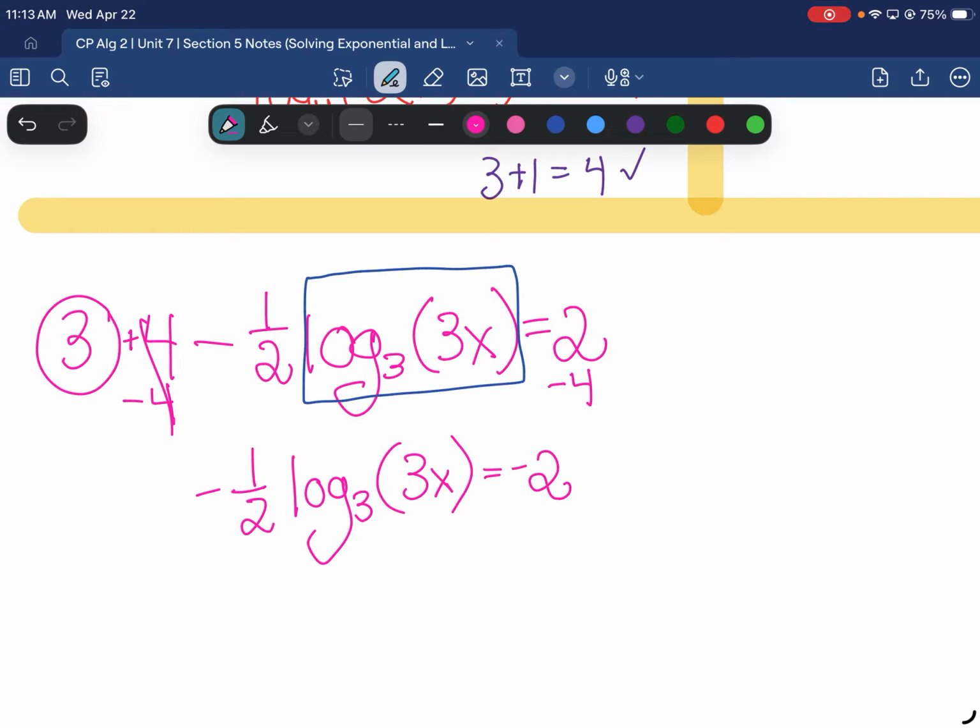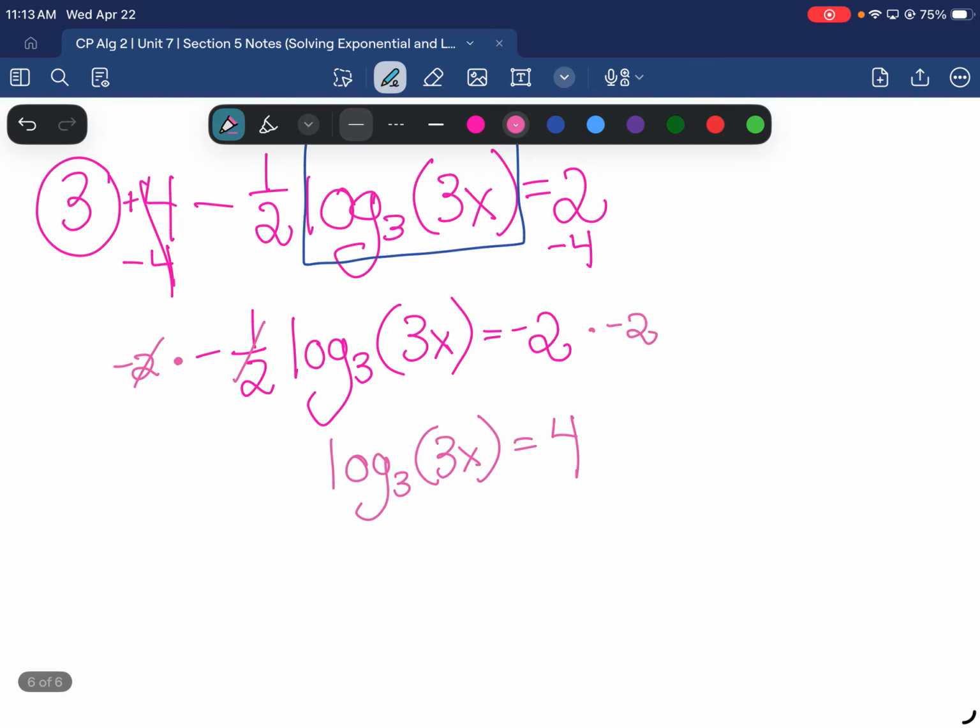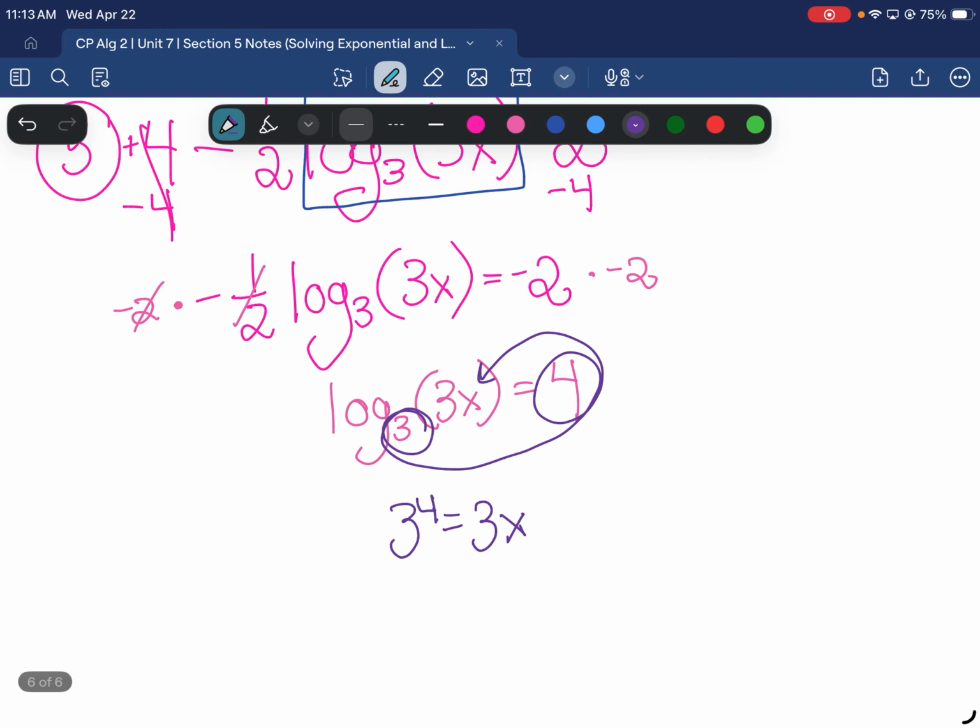And don't just automatically assume no solution, because at this point, you want to get rid of the negative 1/2. So you can multiply by 2 on both sides or divide by a negative 1/2. And then you notice that it changes it back to a positive 4. Now make it an exponential. 3x is 3 to the 4th. 81.